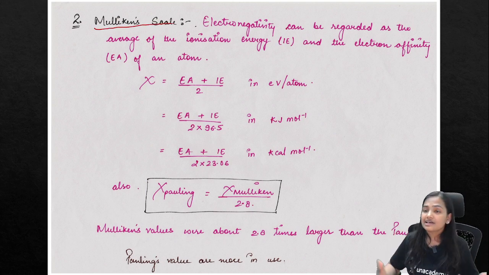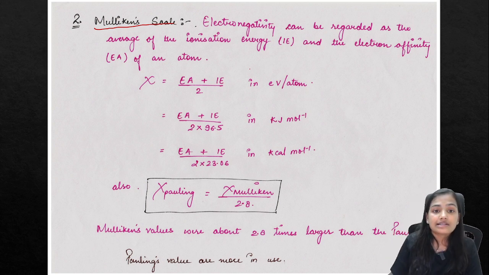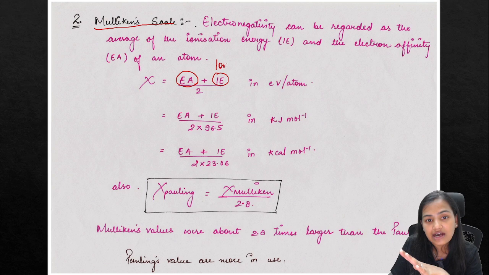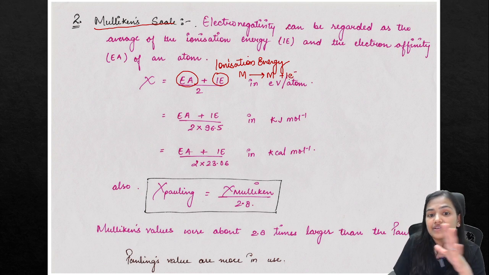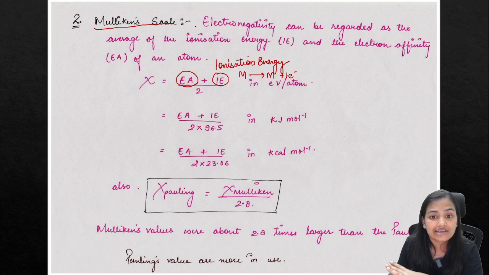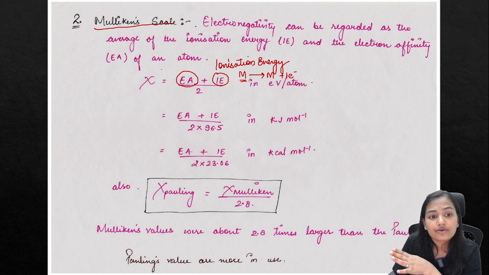How did Mulliken explain this electronegativity principle? Mulliken said that this is an average of ionization energy and electron affinity. You know what ionization energy is. You might have gone through my previous lectures: if any species has a tendency to lose an electron, the energy required to remove an electron from an isolated gaseous atom is ionization energy. This species tends to give the electron, and electron affinity is when a species tends to gain the electron.